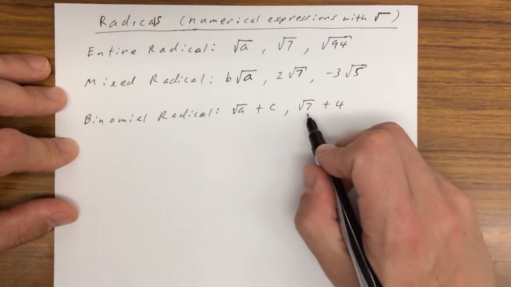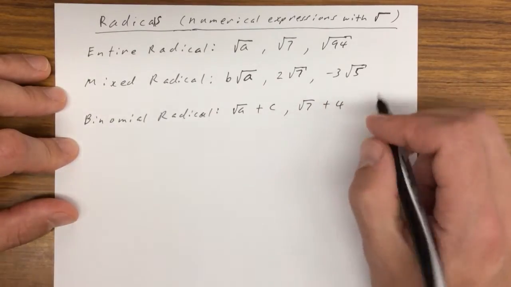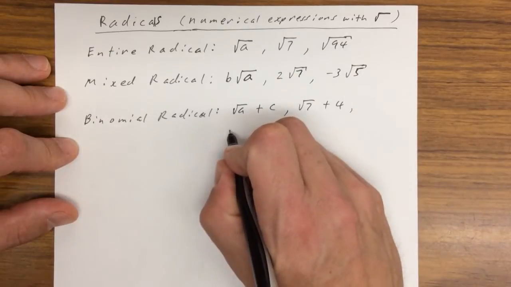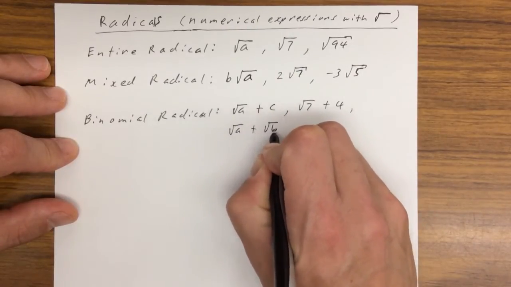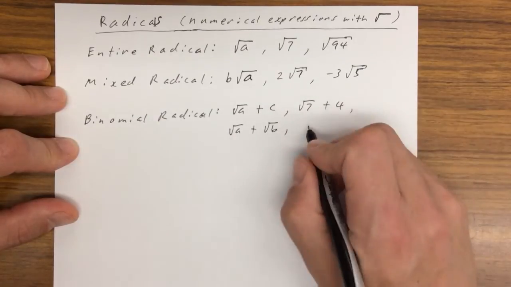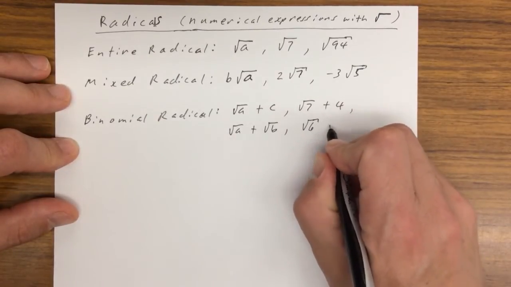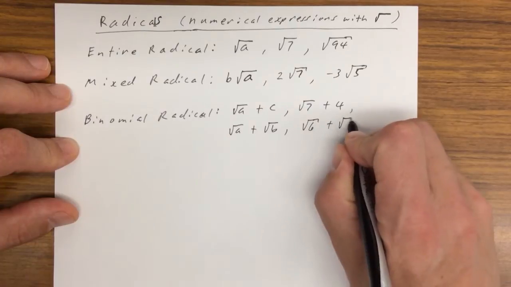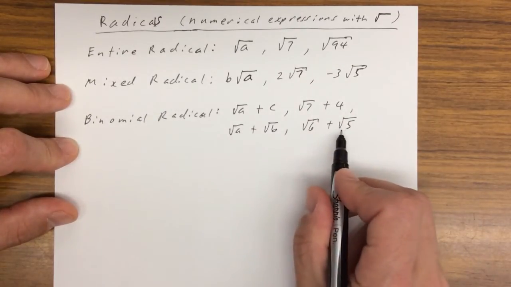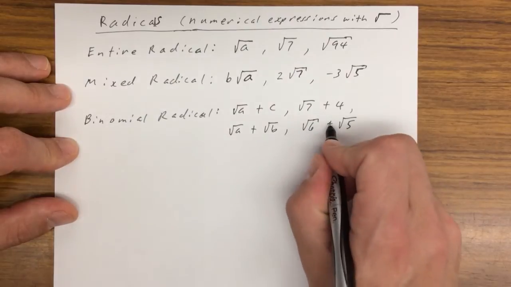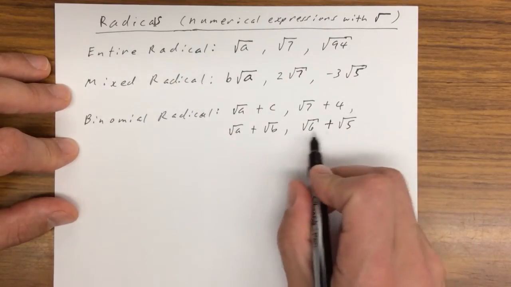So that's an entire radical plus a constant. Or you could have root a plus root b, or root 6 plus root 5. Okay, and you can't put these together unless you evaluate them, because they're not alike.